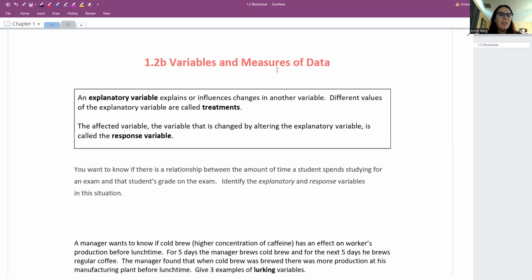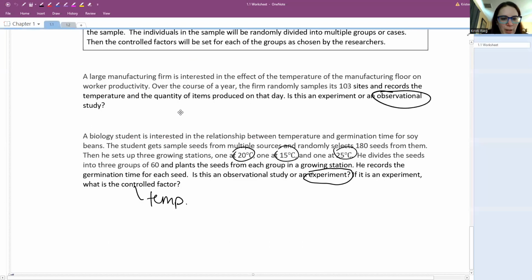In the previous example, if you just flip back, hopefully you have a notebook going. Oh, you know what? I have a notebook going. I forgot I'm using OneNote this semester. Okay, 1-1. Oh my gosh, I'm a genius. This is exactly what I was talking about right here. We have this experiment versus observational. We said this was an experiment, and it talked about the controlled factor, which was the temperature. That's what this biology student controlled. And then the response was how the seeds grew. I think it was the germination time, the time it took them to grow.